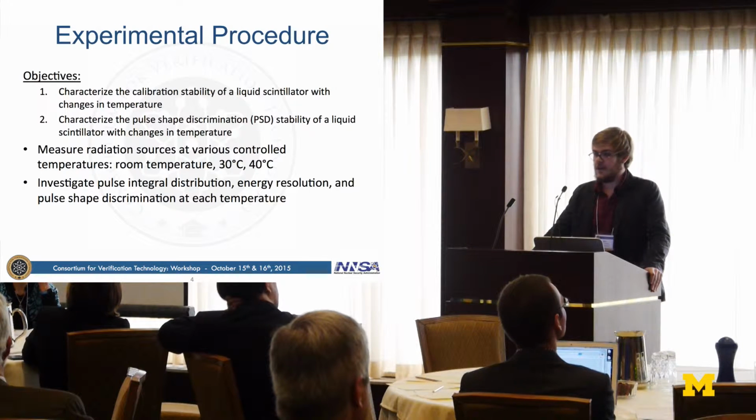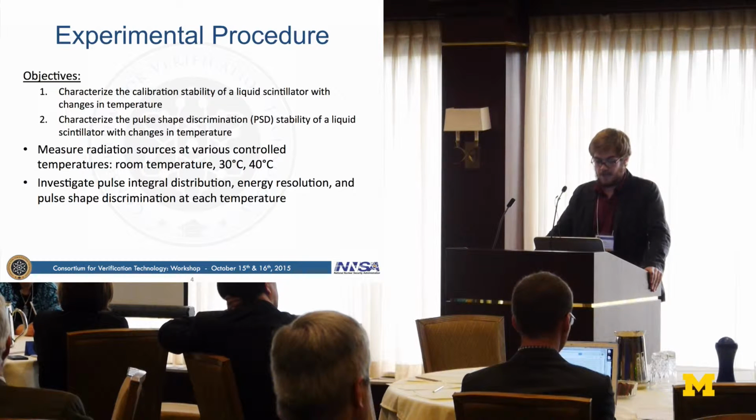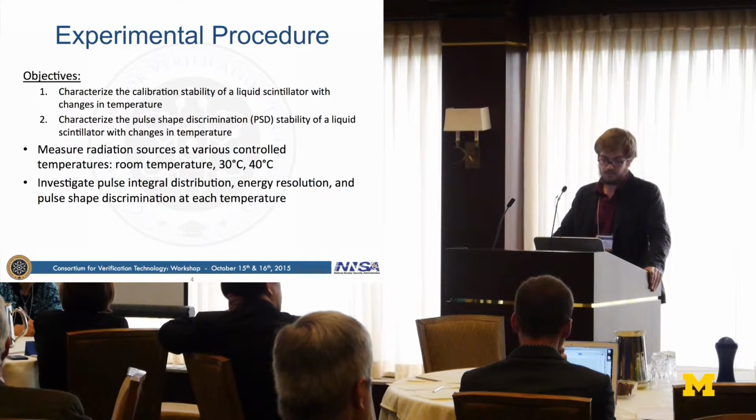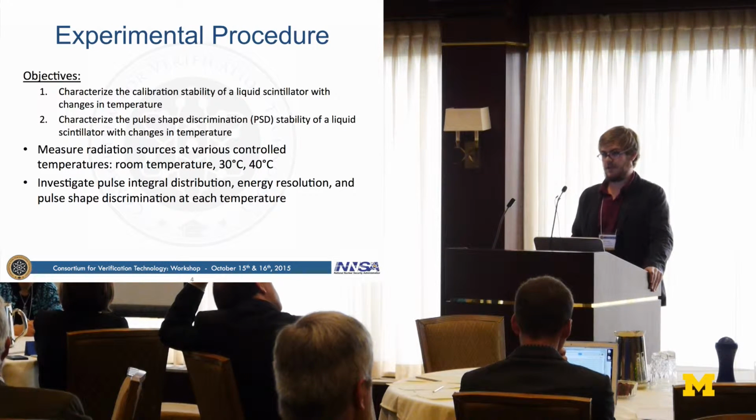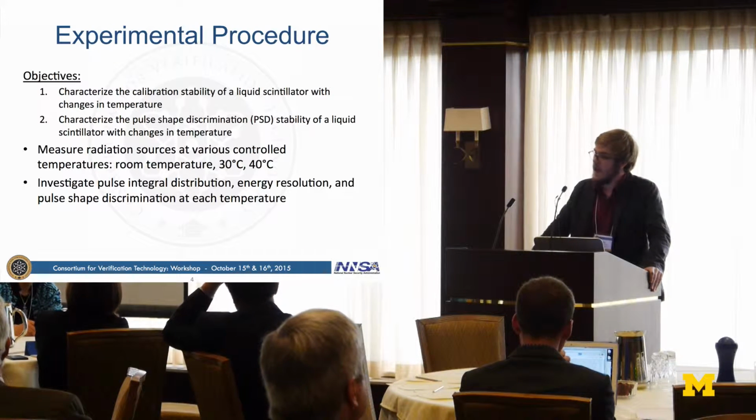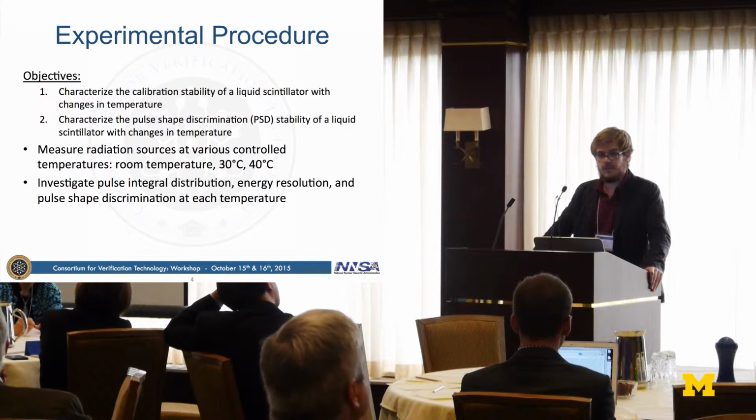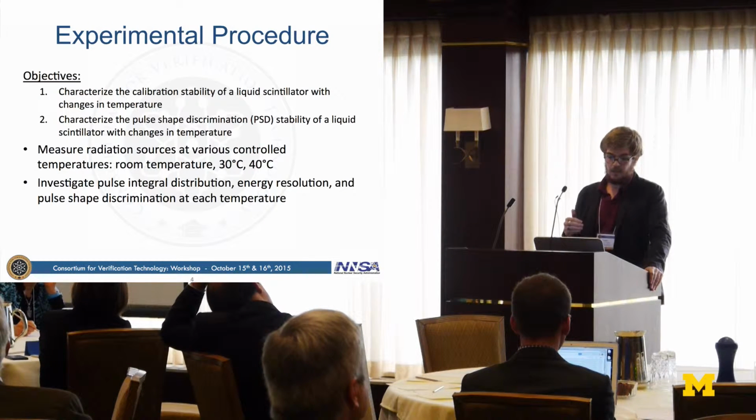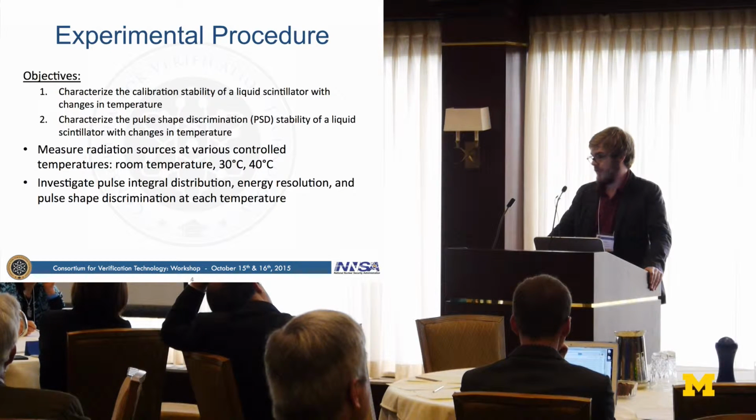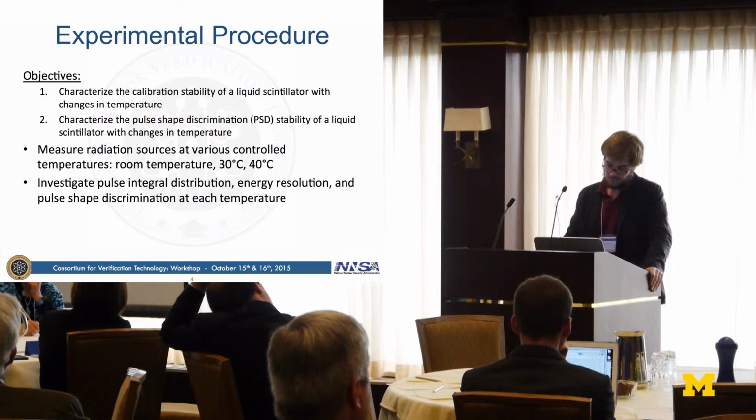So the two main objectives for the experiments that we ran were to characterize the calibration stability and the pulse shape discrimination stability of a liquid scintillator with changes in temperature. We selected target temperatures at room temperature, 30 degrees Celsius and 40 degrees Celsius, and we planned radiation source measurements at each of these temperatures, where we would then investigate the pulse integral distribution, the energy resolution, and the pulse shape discrimination at each of these temperatures.